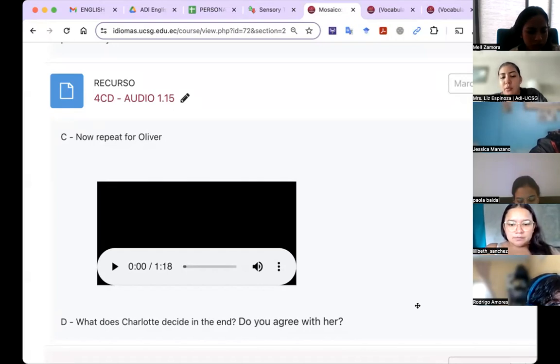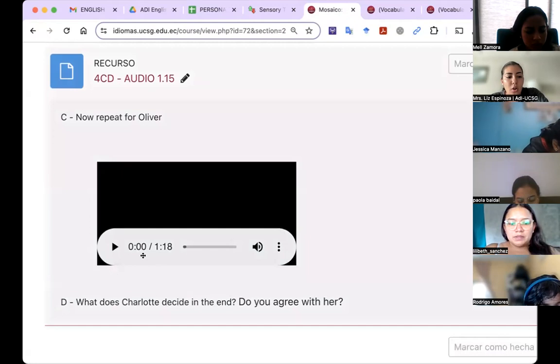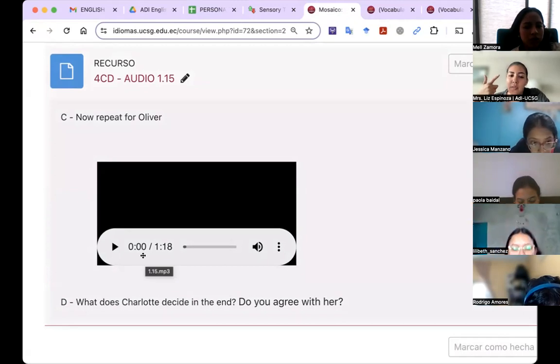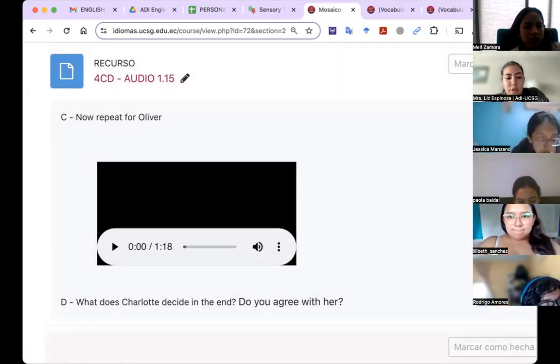So, Lilibet, do you agree with Miss Liz that you are very fast students? Yes, I agree with us. We finished a lot of exercises in 1 hour. So yes, que están de acuerdo. Very good. Okay, so let's listen and write down the answer. What does Charlotte decide in the end? And tell me if you agree with her decision or not.